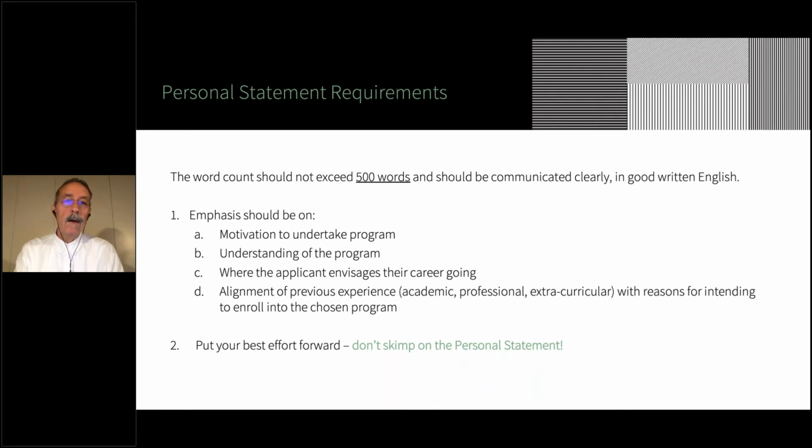It should not exceed 500 words. It's about emphasizing the motivation for taking the program, what you understand about it, how you imagine your career and what you want to get out of a professional degree in architecture, and how it goes with other things. But make it a strong effort. This is really about you telling us why you really want to study architecture and why you want to do so at the University of Melbourne.